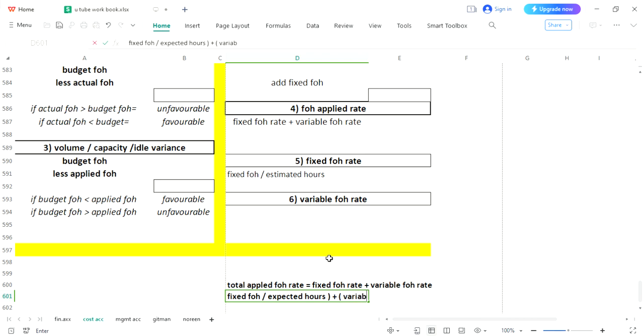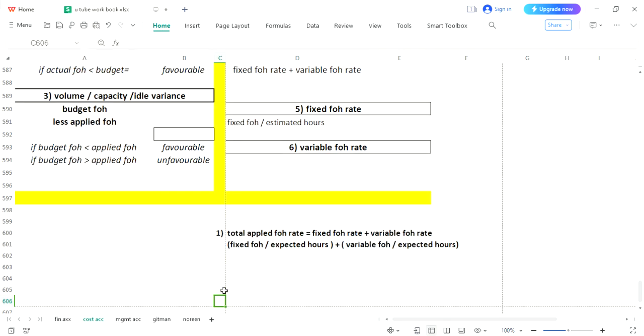And then you need to add variable FH rate. How to calculate? Variable FH would be divided by expected hours, and this rate would be used by the organization. Hopefully you people are understanding these formulas, and I have just changed this estimated hours. Instead of estimated, I am using expected hours. So this would be your first formula, and in a similar way you will calculate your second formula, and for that you will use normal hours.